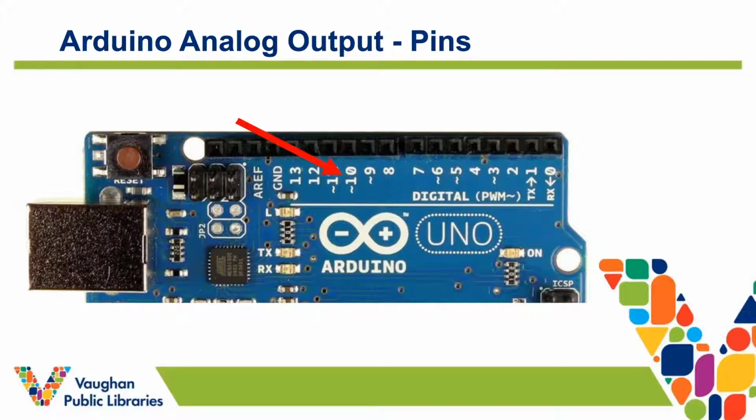So if you look at these pins, close to some of them we have a sign like a tilde or wave sign. This starts from number 3, then 5, 6, 9, 10, and 11, 6 pins. At this moment, we just need to know that these pins can be used for analog output too.